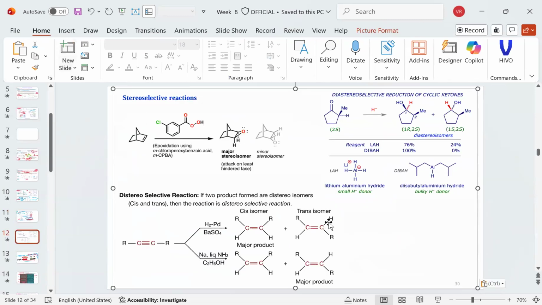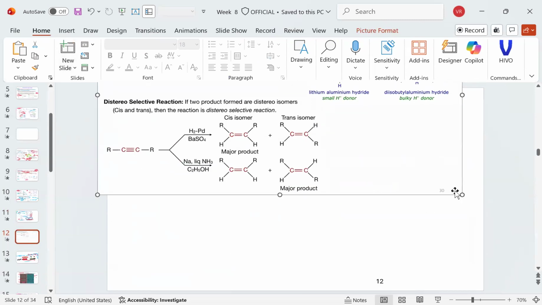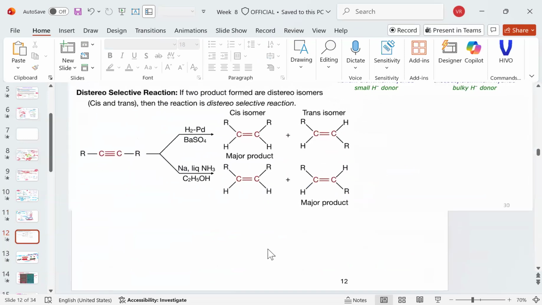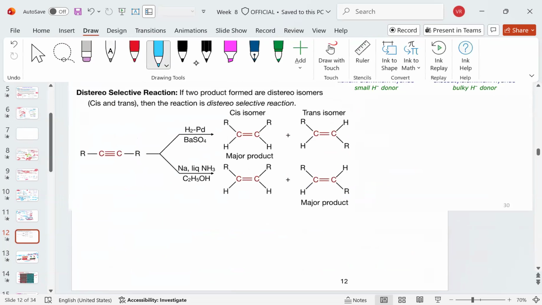So in this radical pathway also, the sodium metal transfers an electron to this alkyne.